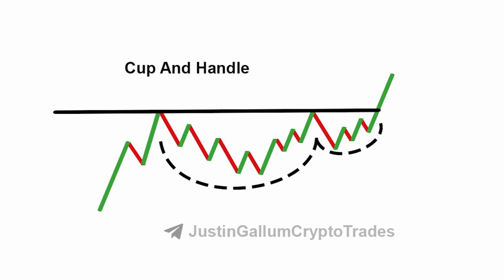Now, let's talk about the cup and handle pattern. The cup and handle pattern is a bullish continuation pattern that occurs during an uptrend. It is formed by a cup shape which is followed by a handle. The pattern is confirmed when the price breaks out above the handle. It's called a cup and handle pattern because it forms a cup followed by a handle. Traders can identify this pattern because it looks like a cup with a handle.